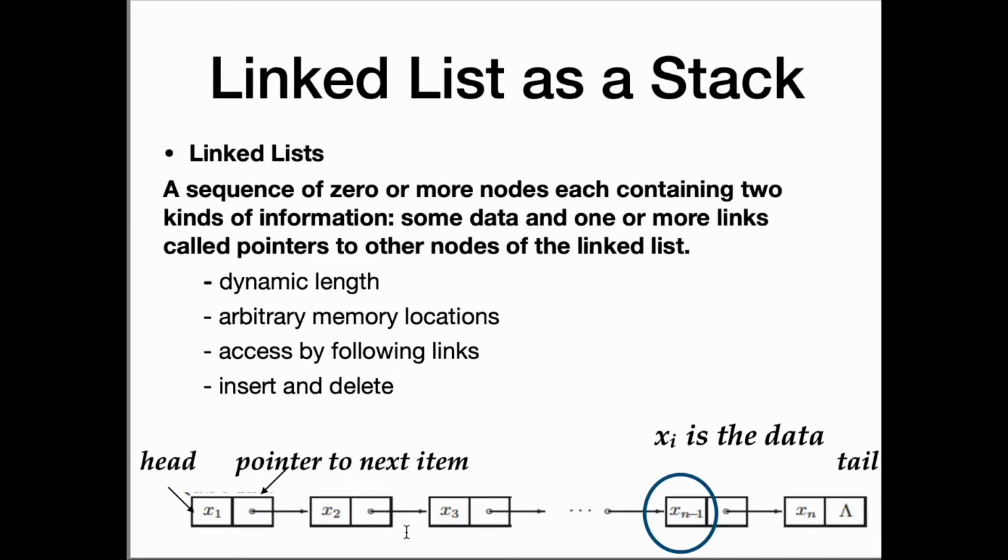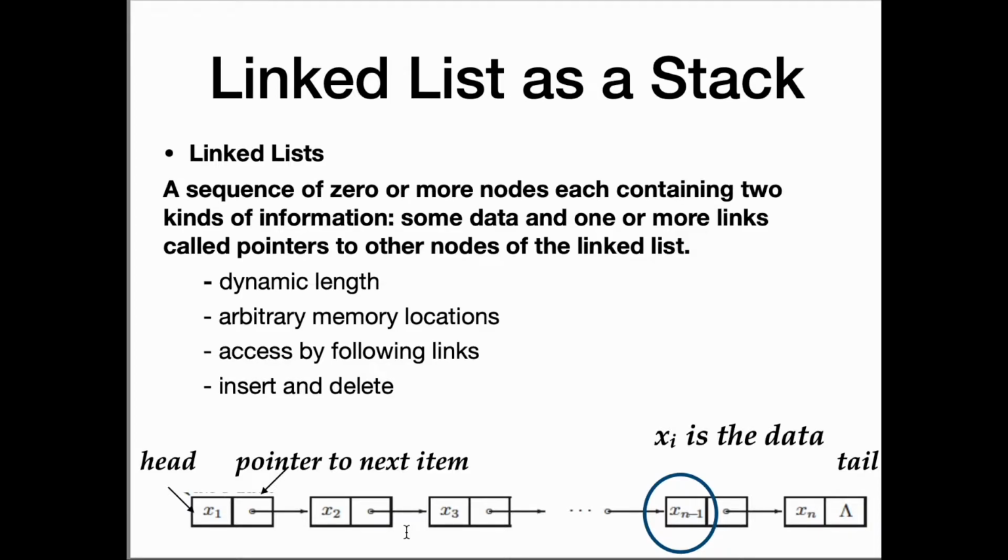The next one is the linked list representation or implementation of a stack. So to begin, let's have another definition. A linked list is a sequence of zero or more nodes, each containing two kinds of information: one for the data and one for the link.